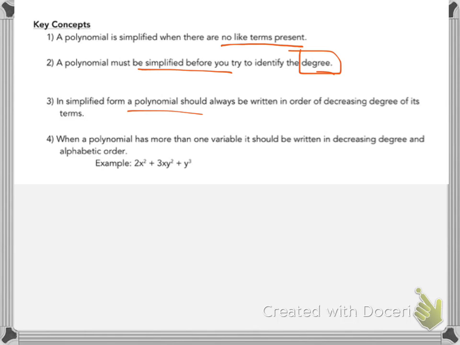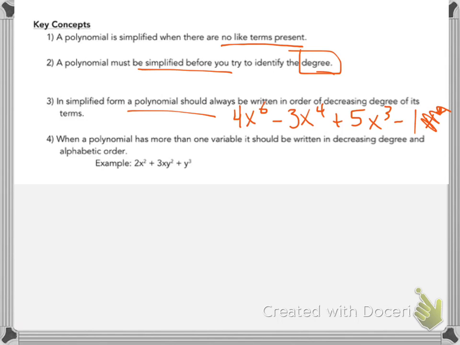And again, a polynomial should always be written in order of decreasing degree. So, for example, 4x to the 6th minus 3x to the 4th plus 5x cubed minus 1. That would be the correct way to write that, where you have the 6 first, the 3x to the 4th, and then the 5x cubed. The constant always goes last, because technically it has an x to the 0 power, which is just 1, and since 0 is the smallest, the constant term always comes last.